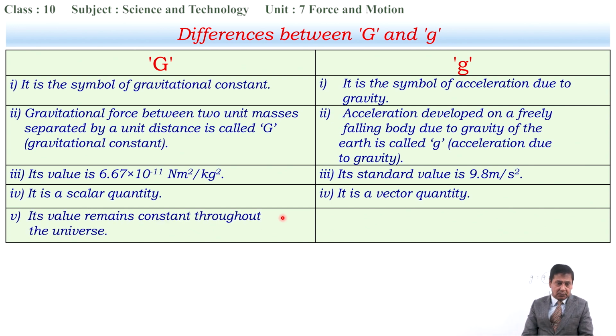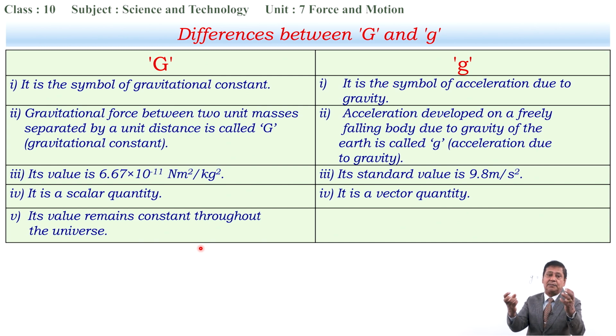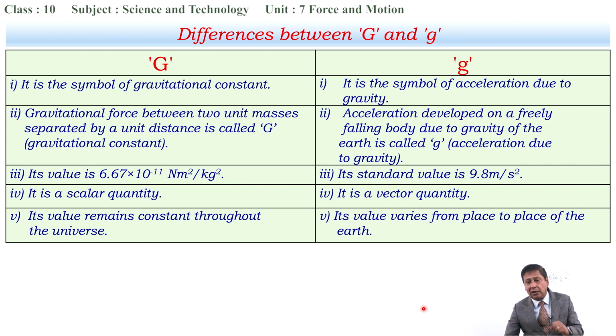Okay, let's go to another point. Its value remains constant throughout the universe. Wherever we go, the force of attraction between two 1 kg masses, if they are at a distance of 1 meter, is 6.67 into 10 to the power minus 11 Newton. It never changes. That's why the value remains constant throughout the universe. But small g's value varies from place to place on the earth. Its value is different in different parts of the earth. A little variation occurs in each and every part of the earth.